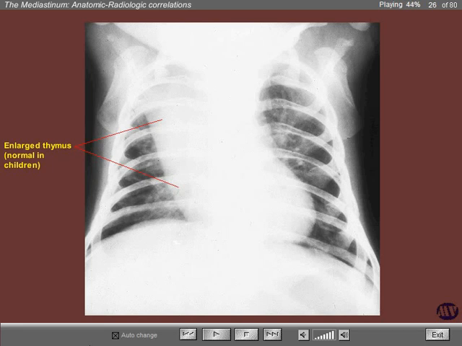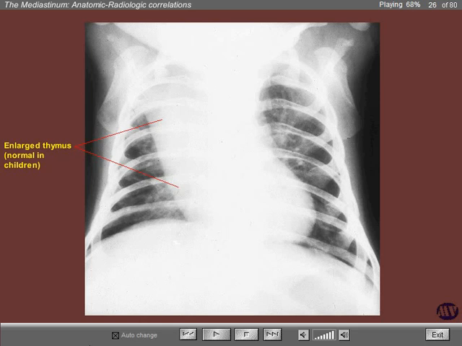So this accounts for the most common abnormalities of the mediastinum in infants and children. That is a prominent thymic gland. A large thymus should not be considered a pathological situation. On the contrary, generally the healthier a baby, the larger the thymus. Conversely, the sicker a baby, the smaller the thymus.